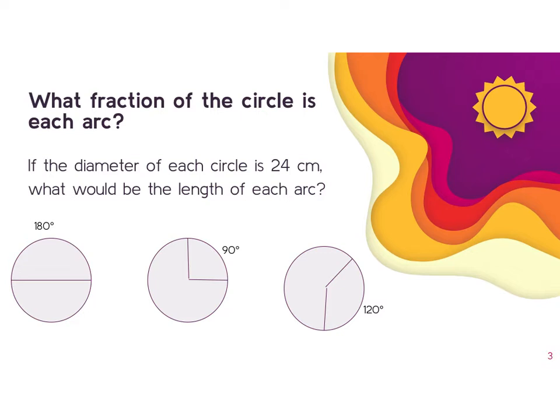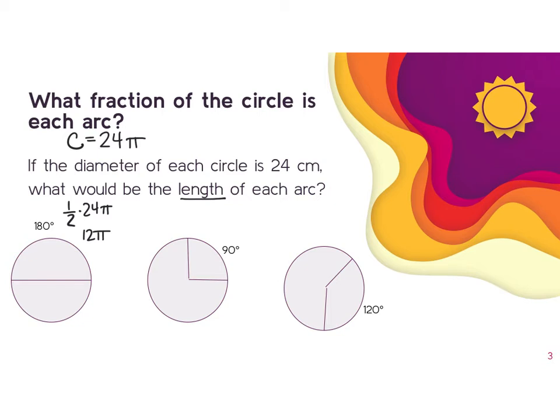What fraction of the circle is each arc? So this one's asking for length. It says if the diameter of each circle is 24 centimeters, what would be the length of each arc? So we're imagining if we're putting that tape measure over, what length do we have? As we consider this, we need to think about the circumference. The circumference of this is pi times diameter, so 24 pi. Now as this first one, if we're looking at it saying 180, that is 1/2 of our circle. So we want 1/2 times 24 pi, which is the same thing as 12 pi. So the length is 12 pi.